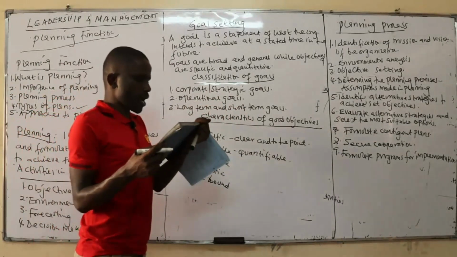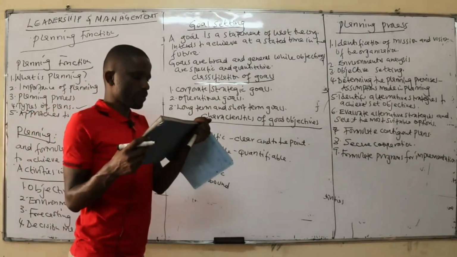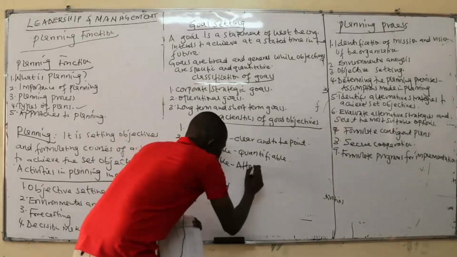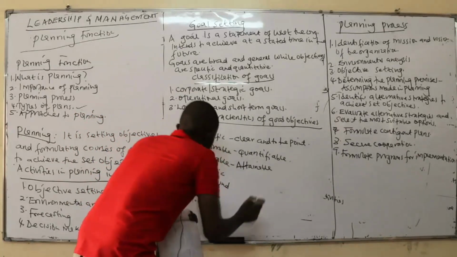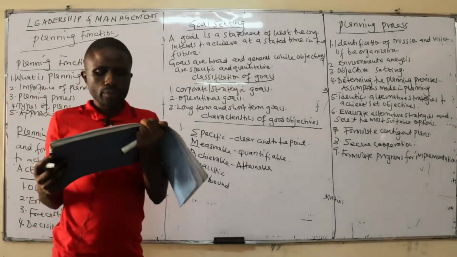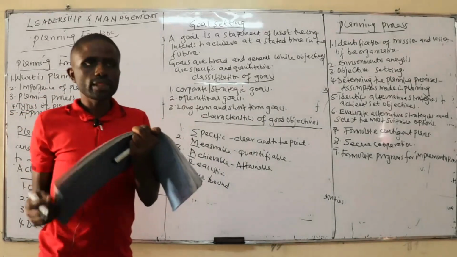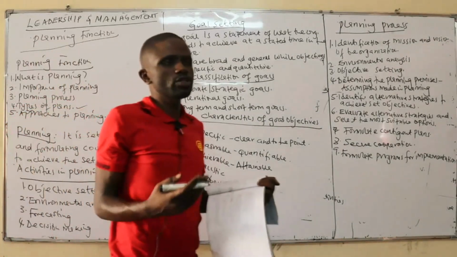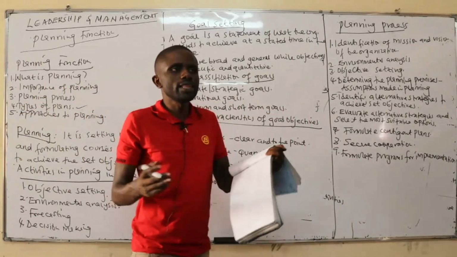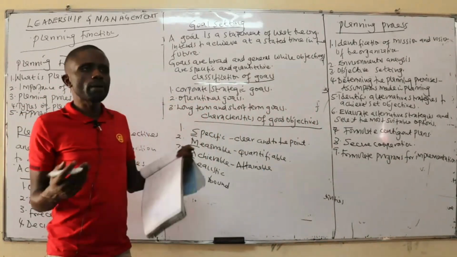What about attainable? What does it mean? Achievable also means attainable. So that means that they are attainable. They should not be too challenging to achieve. They should be within what we are capable of doing.